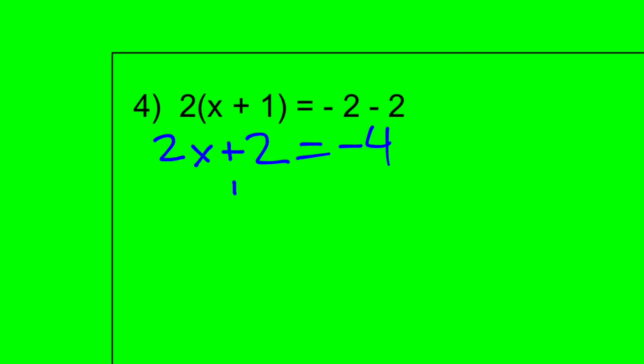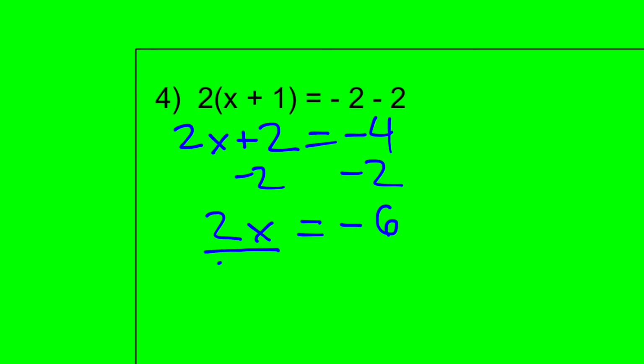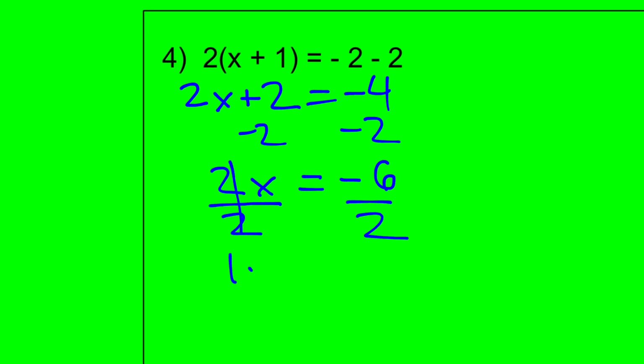I can solve it by subtracting 2 from both sides. And I get 2x equals negative 6. I can divide both sides by 2. And I get 1x equals negative 3, or x equals -3. And there you go. You've got the equation solved. It's just a matter of simplifying, taking care of your parentheses, taking care of your like terms first.